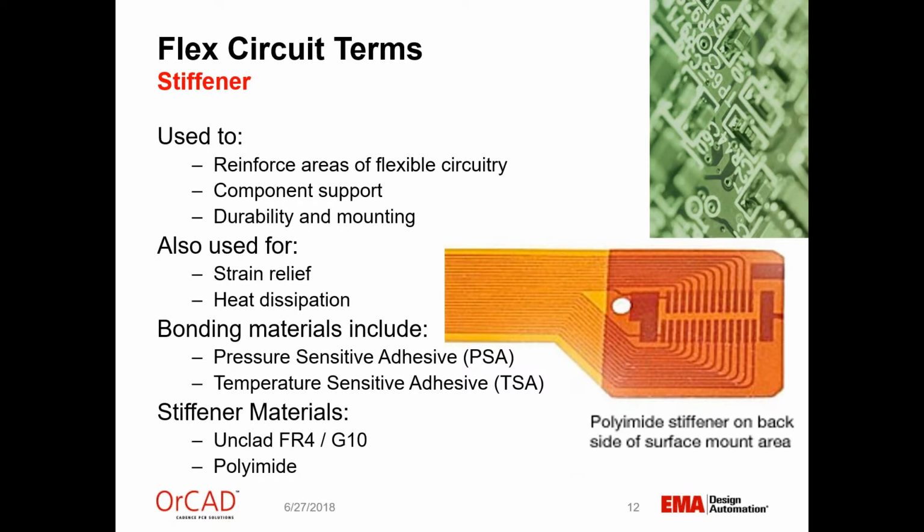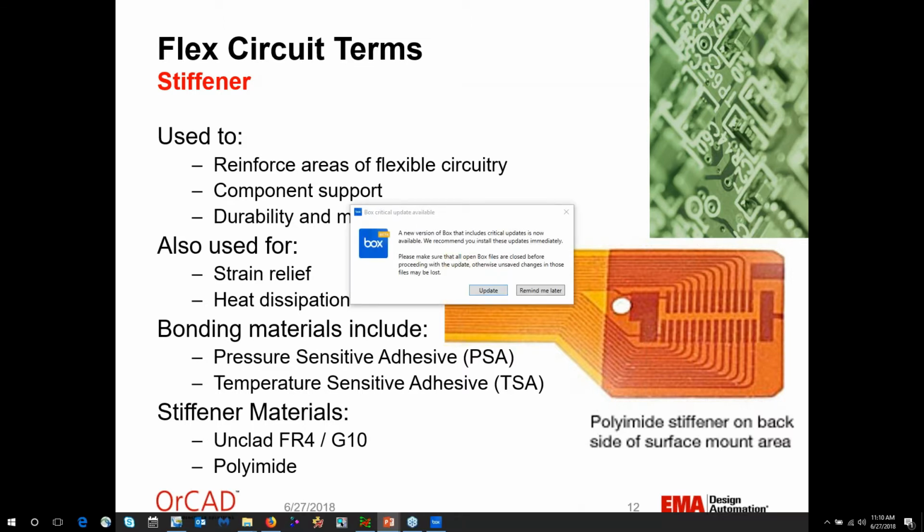Stiffeners are typically used to reinforce specific areas of flexible circuitry for component support, durability, and mounting. They can also be used for strain relief and heat dissipation. Bonding materials include pressure-sensitive adhesives, or PSAs, and temperature-sensitive adhesive, TSA.